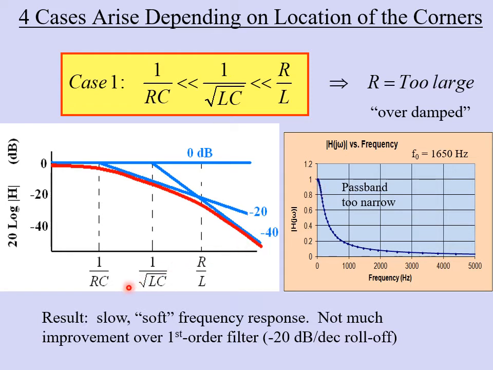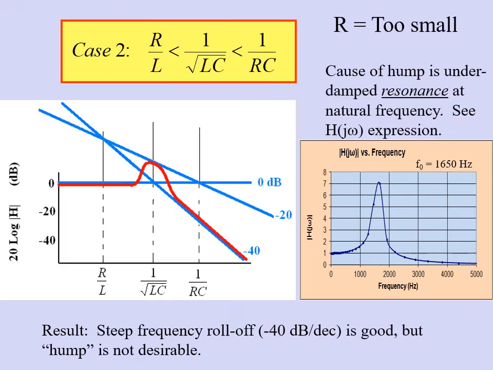So in summary, this result has too soft or slow of a frequency response. This is not much better than a first order filter, because remember, a first order filter falls off at 20 decibels per decade. So let's go on to the next case.